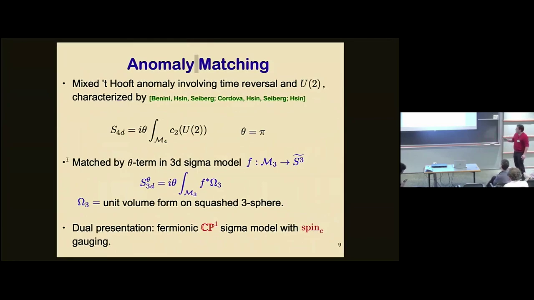There's an interesting dual presentation of this squashed sphere sigma model with the theta term that involves dualizing the Hopf fiber. Remember I told you that a free Maxwell field and a compact Goldstone boson in 2+1 dimensions were dual to each other. If you dualize the sigma fiber of this Hopf fiber in S3, then you get a dual presentation for the sigma model, which is essentially a fermionic version of the CP1 model living on the base, where you gauge the topological skyrmion symmetry of the CP1 model with a spin C gauge field. So that's a useful perspective on the anomalies as well.